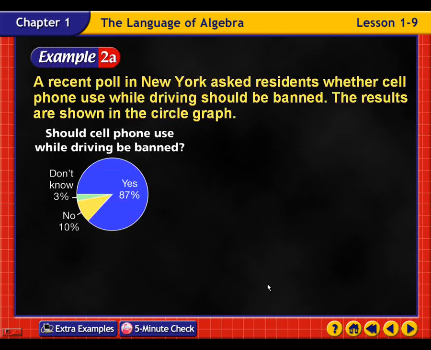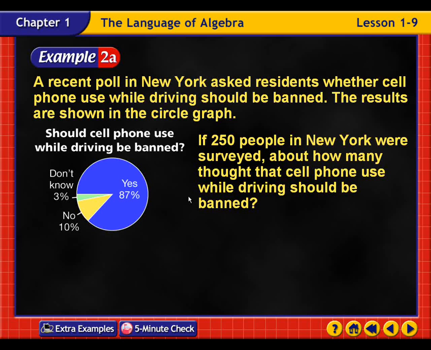Now we're going to take a look at circle graphs or pie graphs. This one shows a poll in New York where it asked residents whether cell phone usage while driving should be banned. And if you notice, in a pie graph or a circle graph, all of the percentages need to add up to 100%. So 87 plus 10 is 97 plus 3 is 100%.